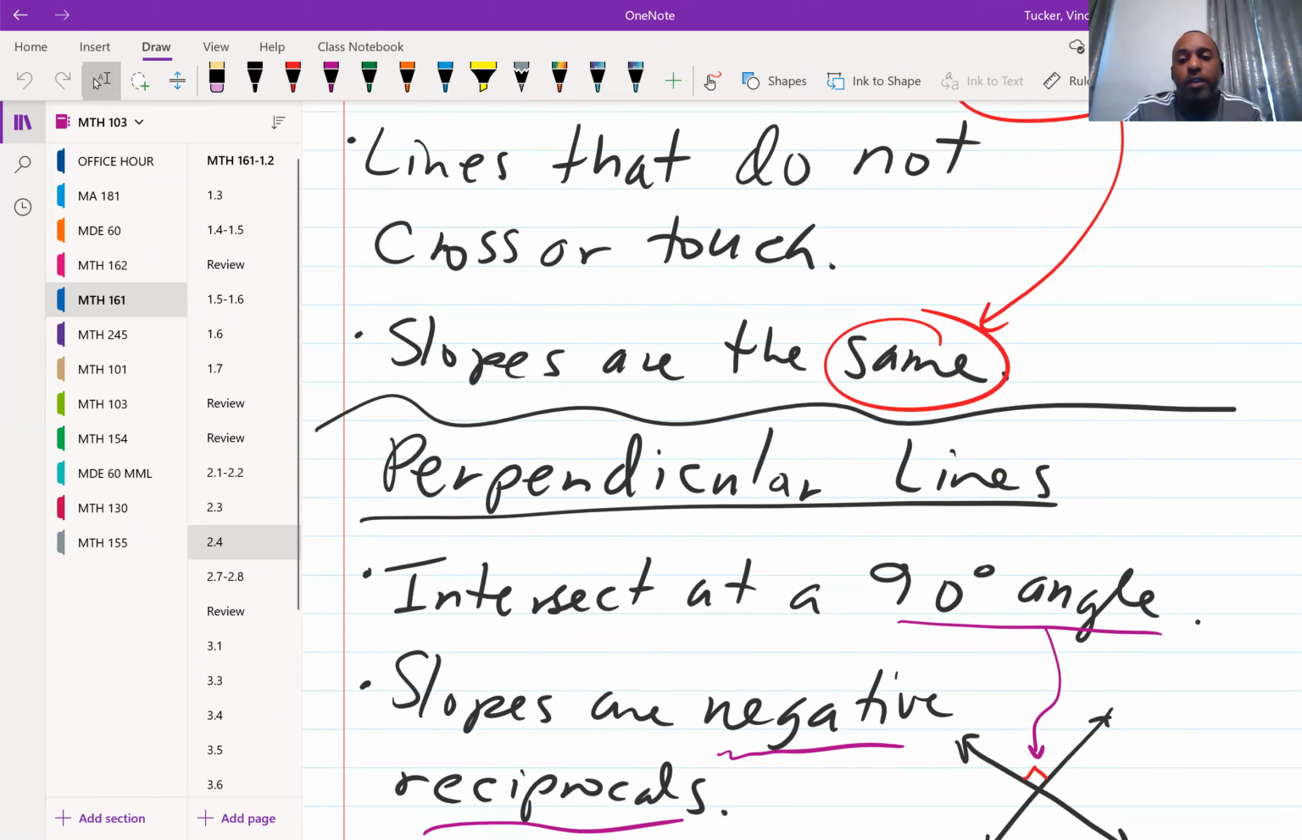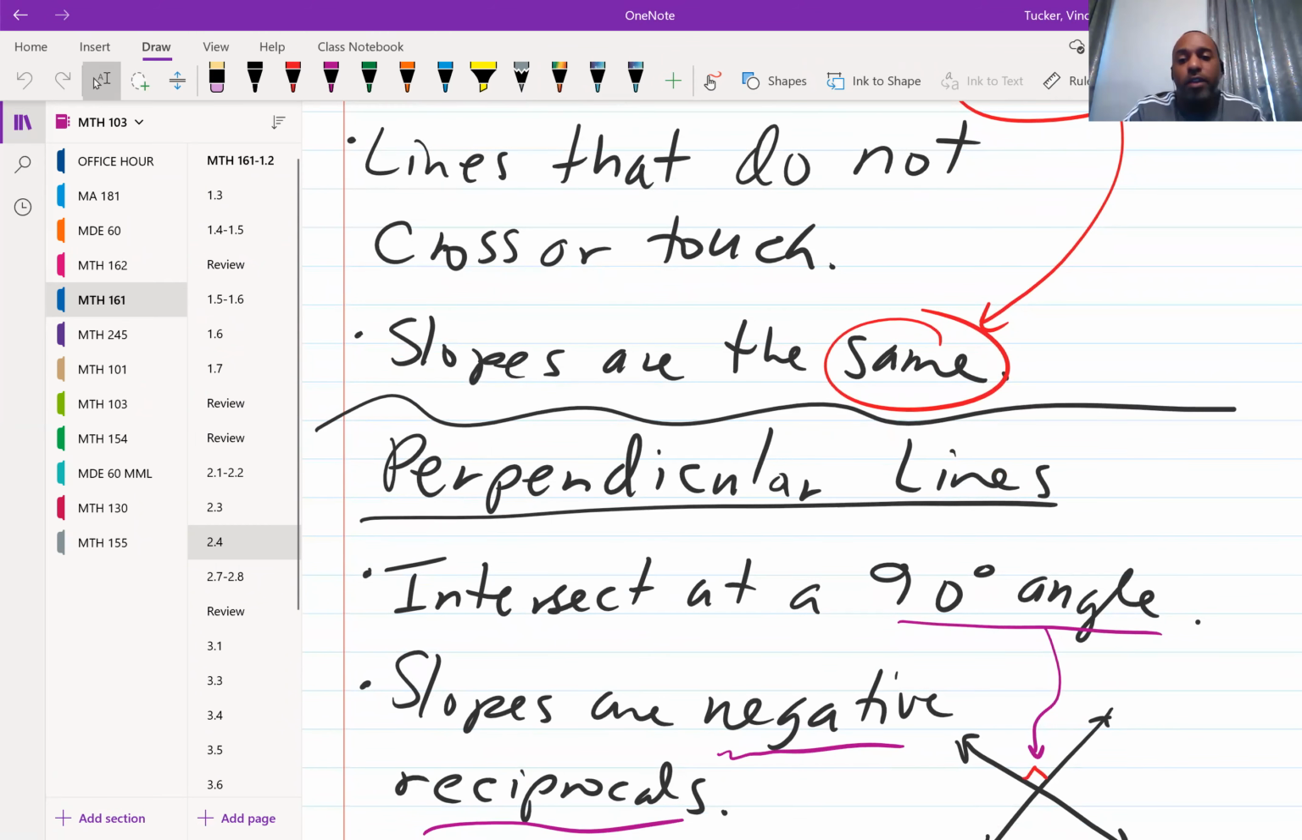All right. Let me scroll up. So let's make sure we understand and we're okay with the idea of what a negative reciprocal is. So a reciprocal is just flipping your fraction. So if I have 3/4, the reciprocal of it would be 4/3. Negative 10/7, the reciprocal of that is negative 7/10. And then if I have 5, the reciprocal of that is 1/5. So it's just flipping your fraction.